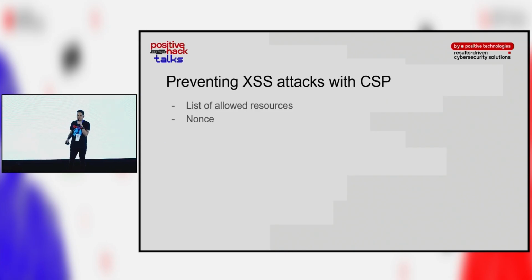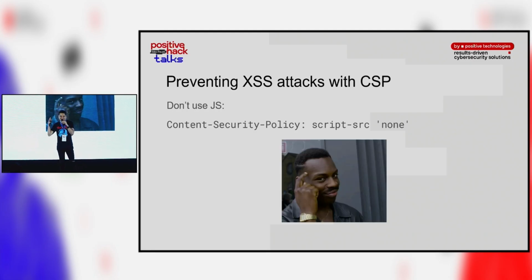I want to show you some examples, but first I want to tell you that there is actually a third way of preventing cross-site scripting attacks with CSP. And that is, just don't use JavaScript. But we live in the future, and to load a simple static page, we need to download gigabytes of JavaScript, so that isn't possible.